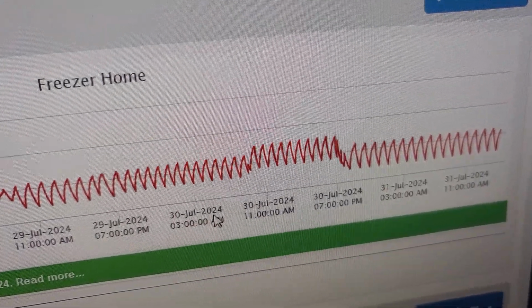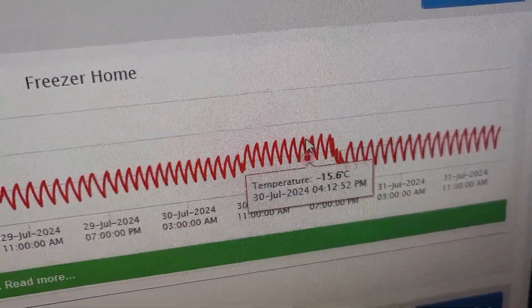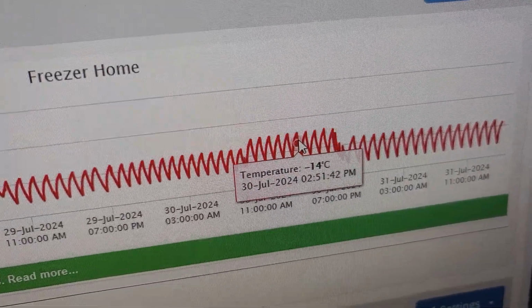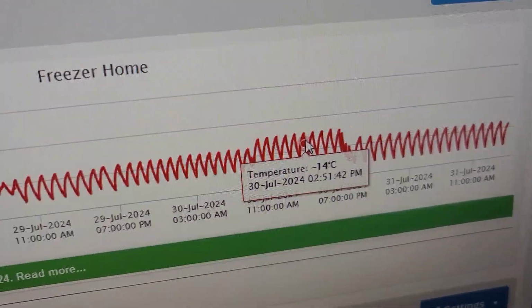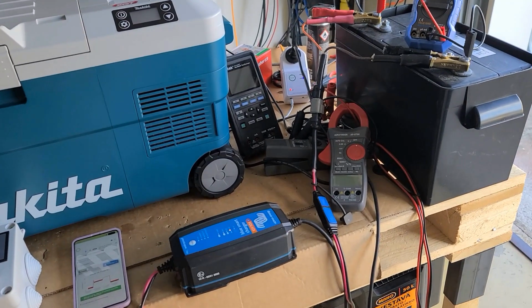Yeah, and that is the true temperature that you have near the door. Yeah, that's also quite interesting. I want to share one more interesting stuff, guys.